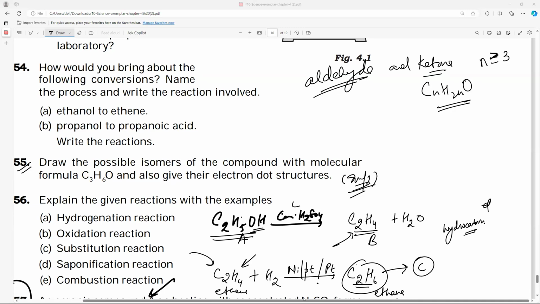And if we have this O group at the termination, at the last carbon, then it will become aldehyde. Now this is aldehyde, CH3CH2CHO. So this is propanal. Can you tell me, is there any other functional group that shows the functional isomerism?